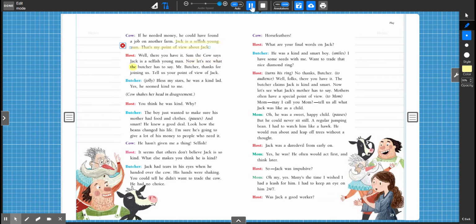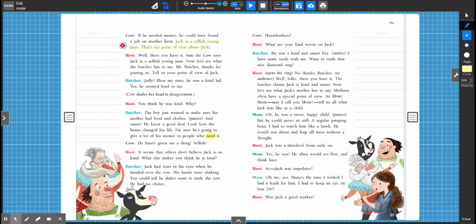Now, let's see what the butcher has to say. Mr. Butcher, thanks for joining us. Tell us your point of view of Jack. Bless my stars, he was a kind lad. Yes, he seemed kind to me. You think he was kind? Why? The boy just wanted to make sure his mother had food and clothes. And smart! He knew a good deal. Look how the beans changed his life. I'm sure he's going to give a lot of his money to people who need it.